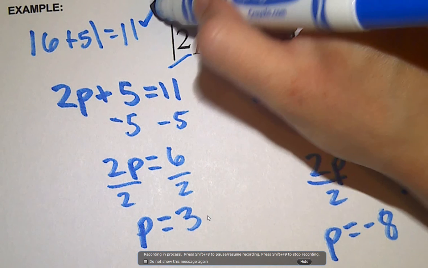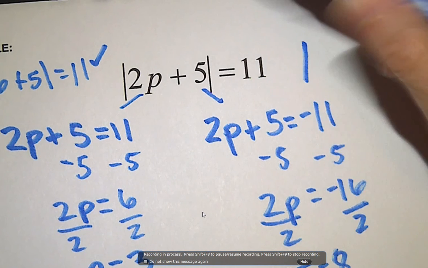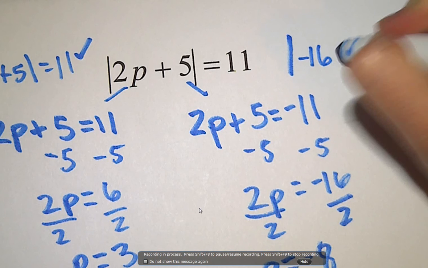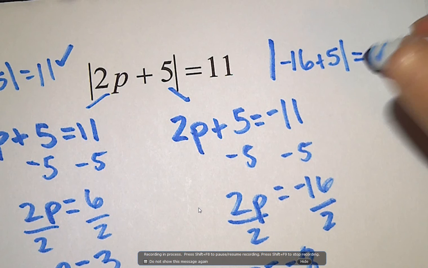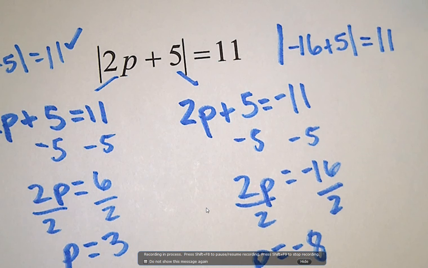And then I know I did this one right because if I put in negative 8, then I would have 2 times negative 8, which is negative 16. And what's negative 16 plus 5? Well, that's negative 11. But the absolute value of negative 11 is 11. So that's why we have those two different values here. So let's look at another one like that before you try one on your own.